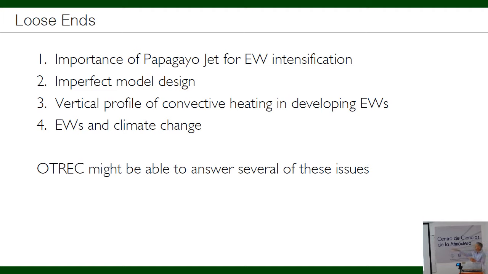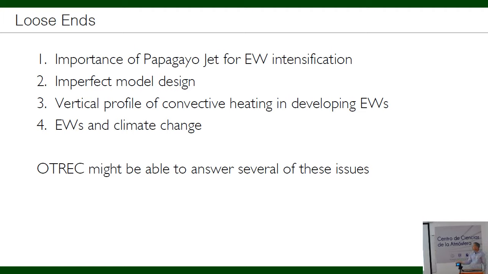I mentioned imperfect model design. The model results that I showed changed the basic state in addition to reducing convection on the coast of the Americas. So that's something I want to address. But also we want to run more simulations with no convection parameterization at all, where you explicitly resolve convection, so that you can remove much of the parameterization problem from the simulation of easterly waves. And so that's another thing that we want to look at.